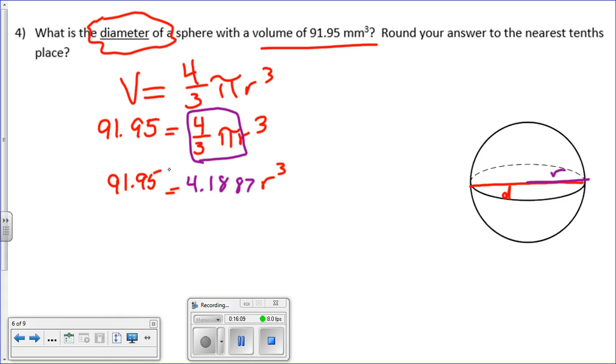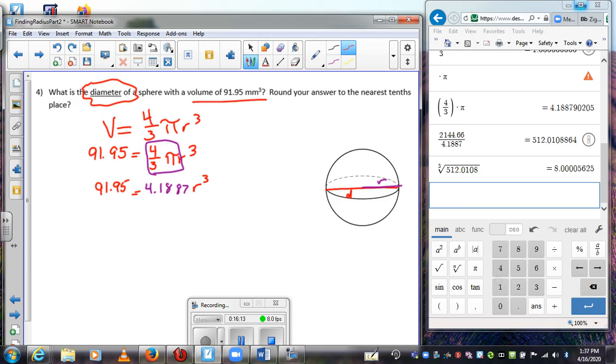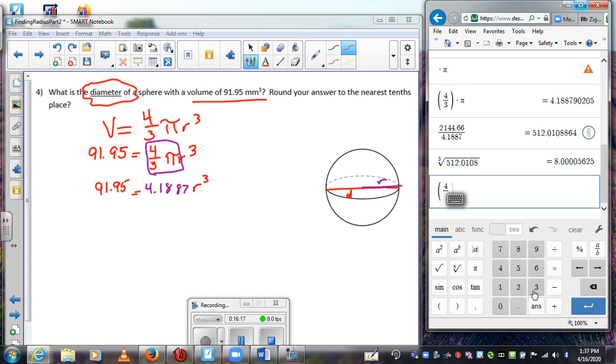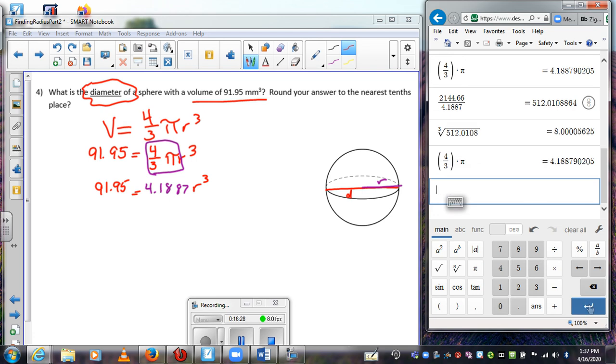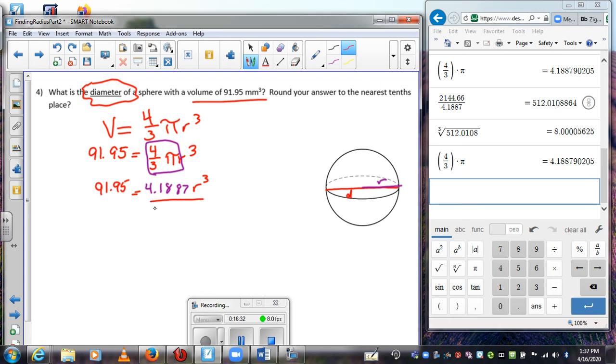If you're not sure where I got the 4.1887, let me just show you real quick. All I did was parentheses 4 divided by 3, get out of the parentheses, and times pi. So I did 4/3 times pi. That's all I did to get that value. Now I'm going to divide both sides by 4.1887.